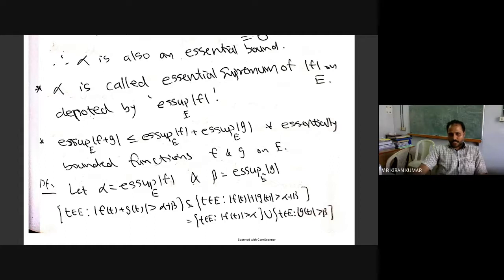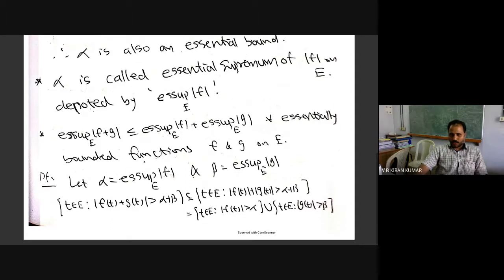So let me prove this triangle inequality for the essential supremum of f plus g. How do you prove that? You denote alpha to be the essential supremum of mod f and beta to be the essential supremum of mod g. Now, we want to prove that alpha plus beta is an essential bound for f plus g. Suppose I prove that alpha plus beta is an essential bound for f plus g, then definitely, since the essential supremum is the infimum of all essential bounds, the essential supremum of f plus g will be less than or equal to alpha plus beta, and we are done.